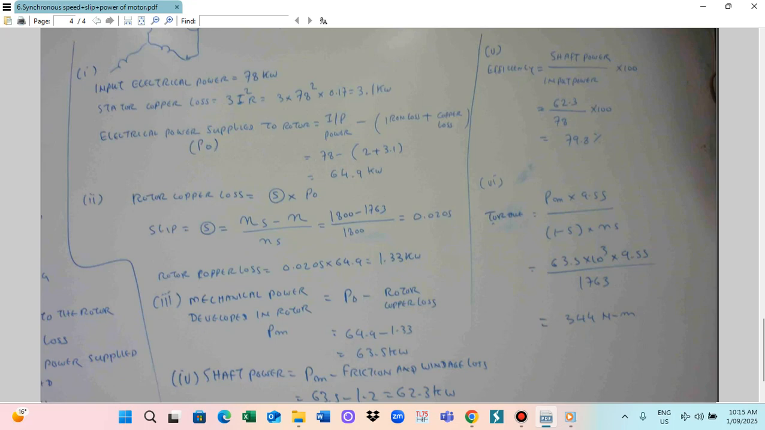Okay, so finally we also need to calculate the torque. The torque formula is given here. Torque is equal to PM multiplied by 9.55 divided by the rotor speed. The rotor speed is already given in the problem, 1763 RPM. The shaft power is the one we calculated, 62.3 into 10 power 3.